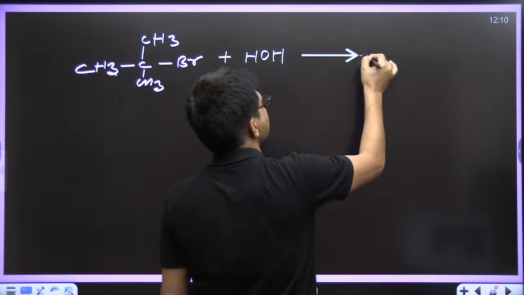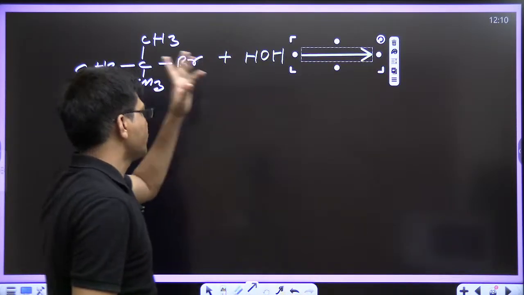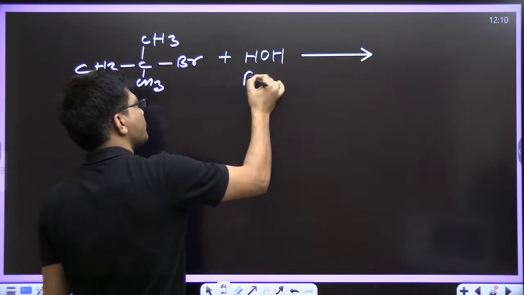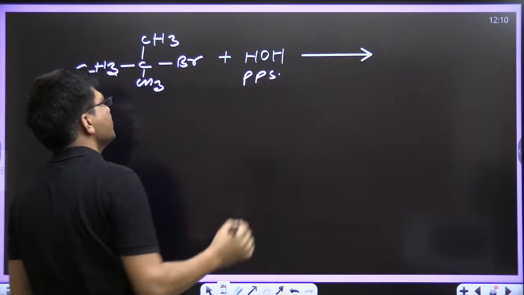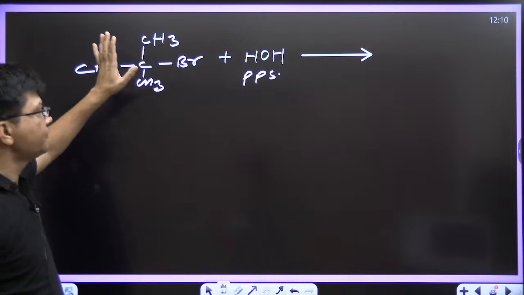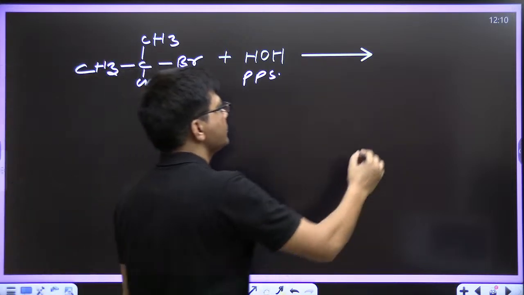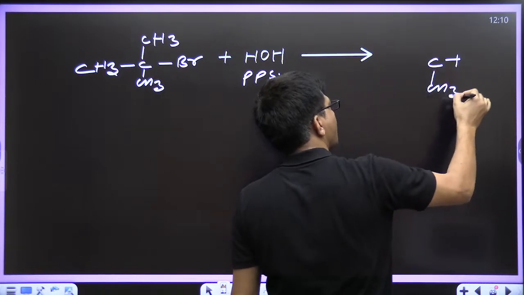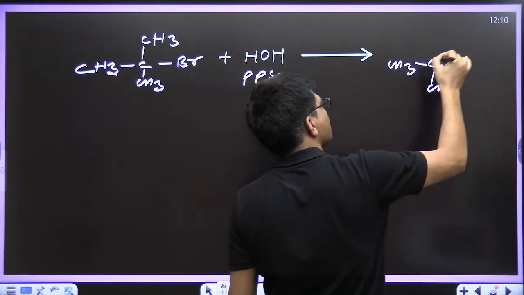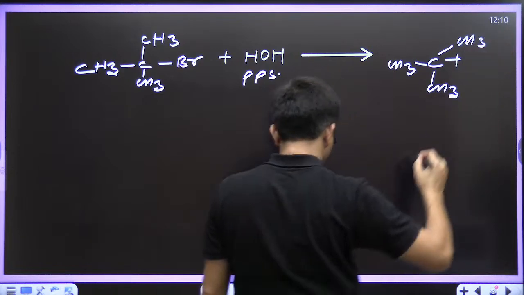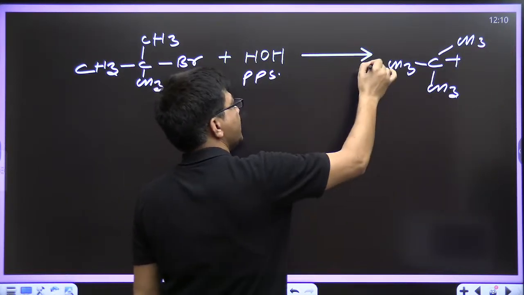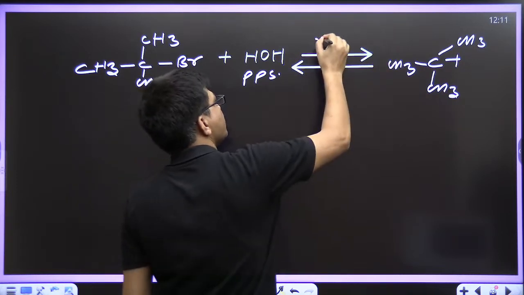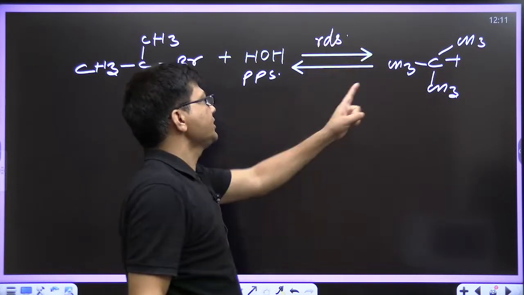So, definitely it is pure water. Pure water means polar protic solvent. So, in the first step, what do you think? In the first step, carbocation will be formed. Now, once the carbocation is formed, kids, this is the slowest step, and this is going to be the rate determining step. Carbocation has been formed.